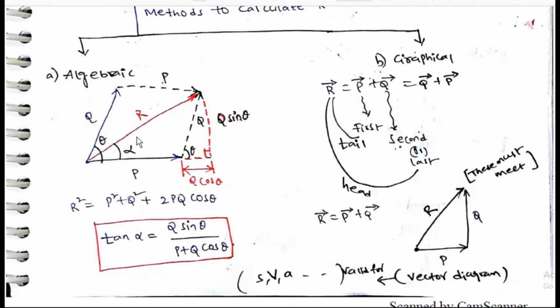The angle between P and Q is theta. R is the resultant, at angle alpha. R square is equal to P square plus Q square plus 2PQ cos theta. This component is q sin theta, and this is q cos theta. So R square is equal to p square plus q square plus 2pq cos theta. Tan alpha is equal to q sin theta by p plus q cos theta.